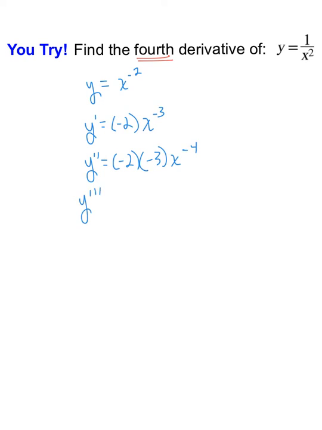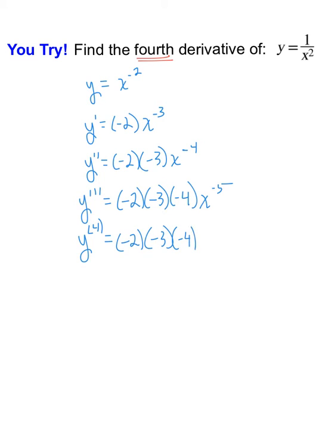Then y triple prime is equal to the -2 and the -3, but now the -4 swings out in front, and we have x to the -5. And finally, the fourth derivative of y is equal to the -2, the -3, the -4, and now that -5 gets swung in front and subtract 1 from the exponent. So we now have an even number of negatives, and then 6 times 20 is 120 all over x to the 6th. And there you have it. Good job.